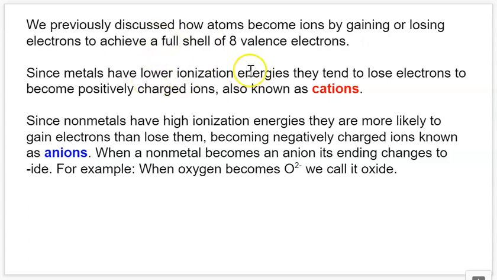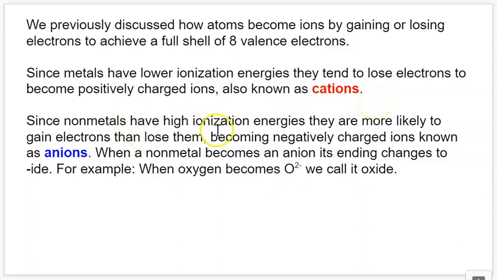Metals, which tend to have a low ionization energy, tend to lose electrons to become positively charged. And this is because the protons will then exceed the number of electrons when those electrons are lost. And these positively charged ions are known as cations.